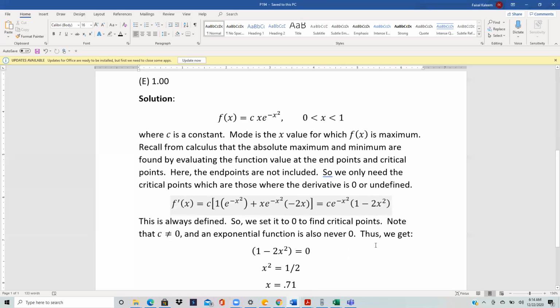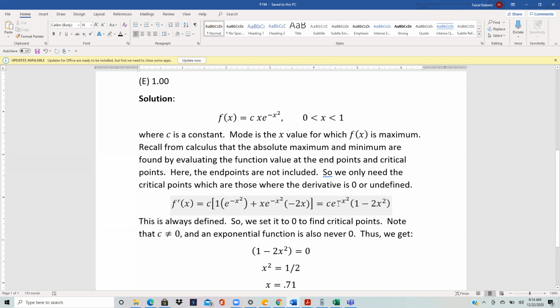So this is never undefined, obviously, and the only thing we have to worry about is the points where it's 0. When we set it equal to 0, we see that C can never be 0, because if C appears in a product in a PDF, then C being 0 would mean the PDF is always 0, which is never possible. And also we know that any exponential function is never 0, so this factor is never 0.